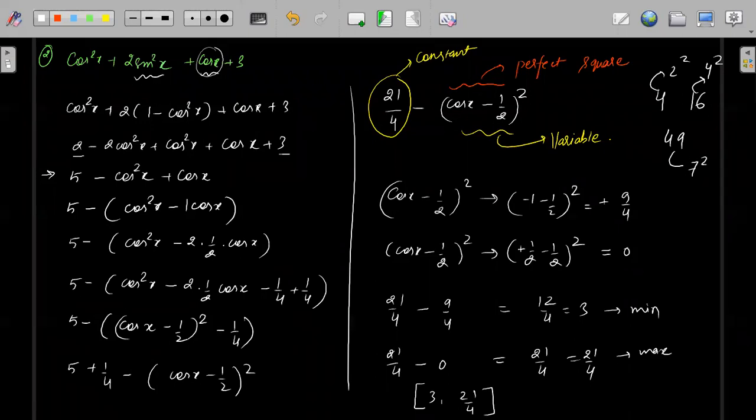Cos something is written and there is a square on this. Something is written and there is a square on this. This will be known as a perfect square. Okay. We can write 5.25, the same thing. 5.25 is the same thing as 21 by 4. I'm just writing it because I want to write it in terms of this one. That's it. I hope this one is okay.